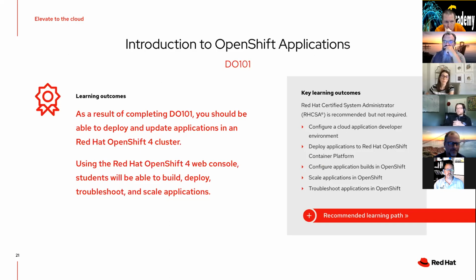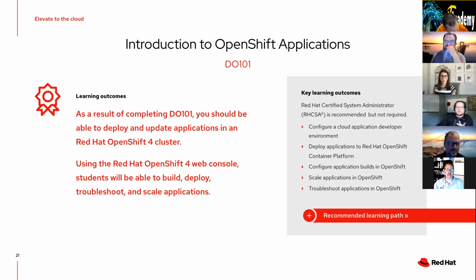So again, I would recommend looking at this one, investigating what it has to offer. You can see the key outcomes on the side as far as configuring a cloud application developer environment and deploying applications on OpenShift. I would definitely take a look at this. And if you go to redhat.com and find the Academy page, you'll be able to find the courses that we offer, and you can go through each one of these and see what's on there.